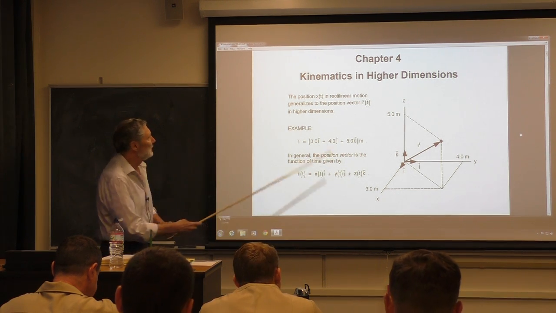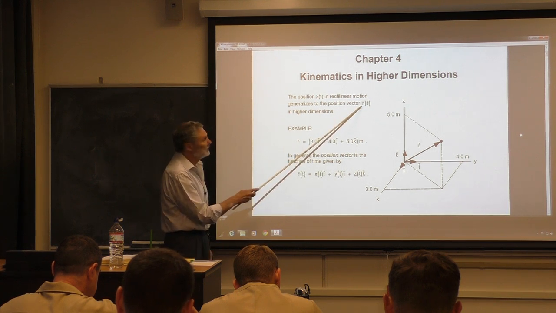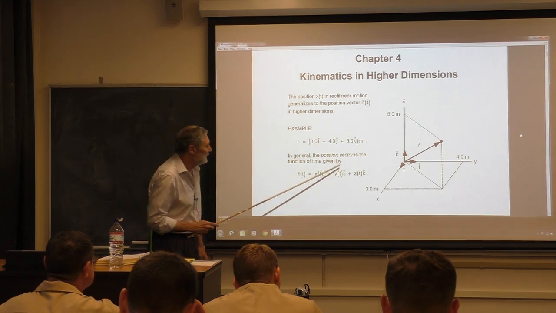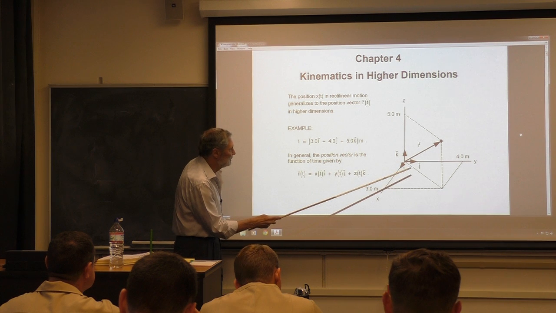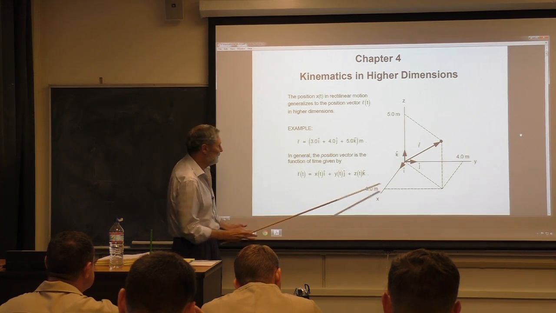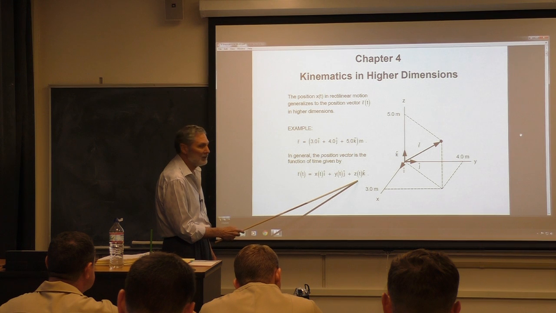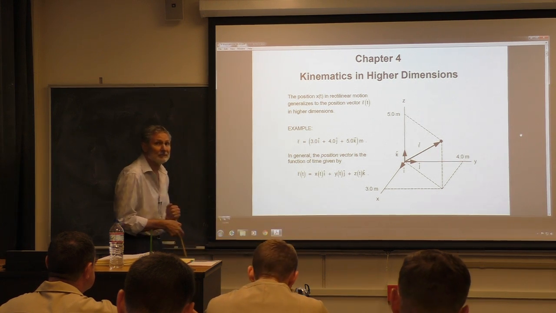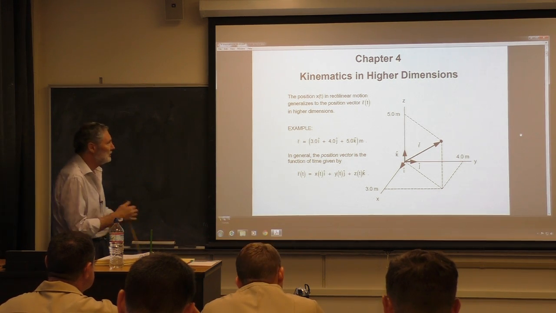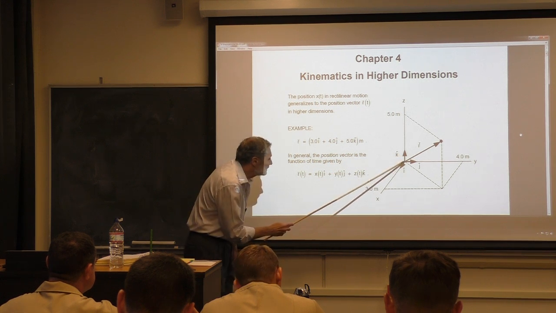Now we have to generalize, and we generalize to a vector, r of t. It has an x component, and it's going to be uniquely specified by some x component, y component, and z component. And these can be changing in time. Here's what it is in just an instant here. So at this instant, you can see that the x component is 3.